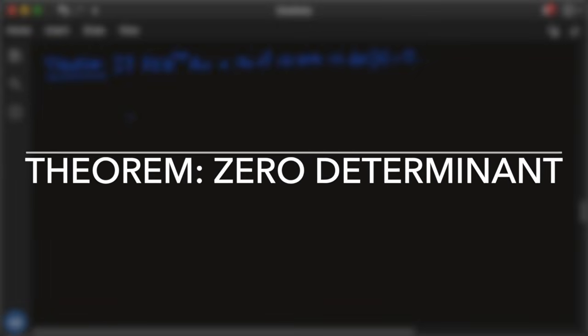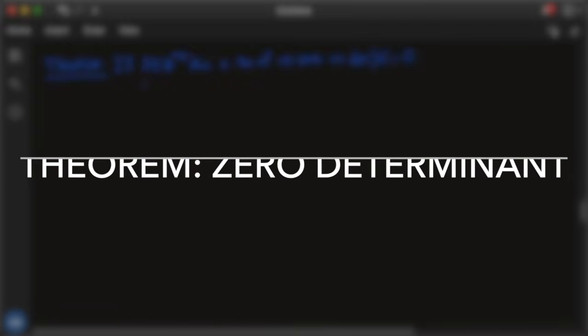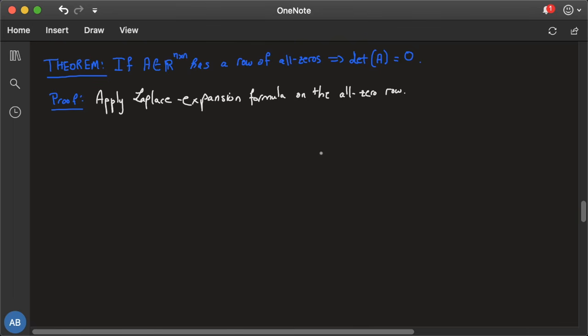One theorem which we already stated while solving the example is that when we have a row with all zeros, the determinant is 0. The proof of that is fairly straightforward. I'm going to mention the proof in one sentence. Apply the Laplace expansion formula on the all zero row, and that's it. The proof is done. Okay?